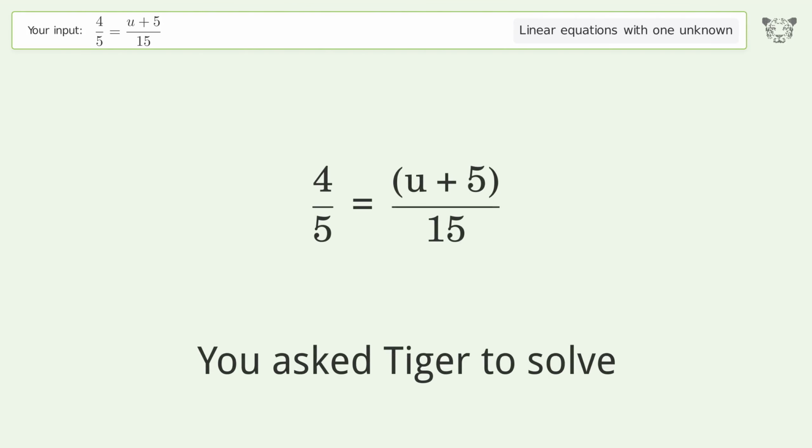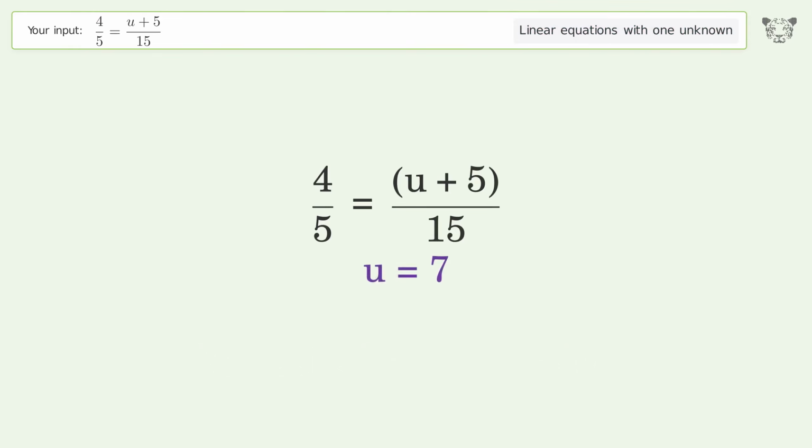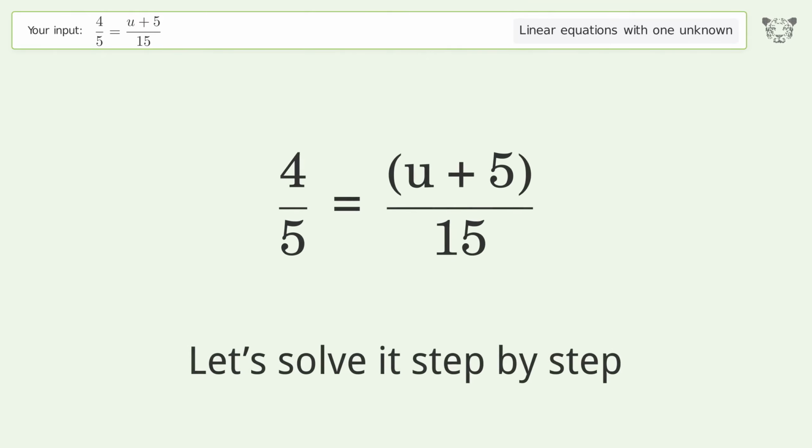You ask Tiger to solve. This deals with linear equations with one unknown. The final result is u equals 7. Let's solve it step by step.